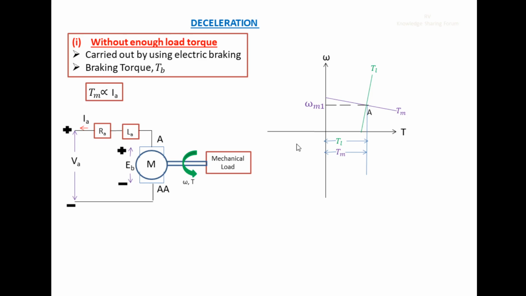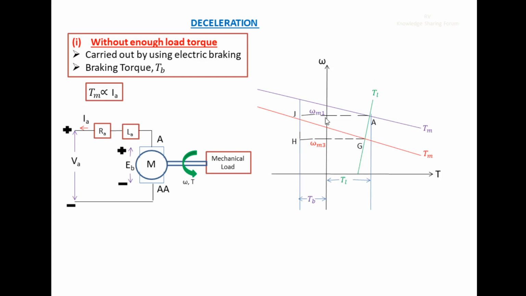See here, I'll show you with the speed torque characteristics. This machine is operating at a speed omega m1. Now our aim is to reduce the speed from omega m1 to omega m3. For this, we are changing the direction of the armature current. When the direction of the armature current is changed, according to this expression, this now becomes negative. When this becomes negative, the torque also becomes negative. When the torque becomes negative, that is called braking torque.